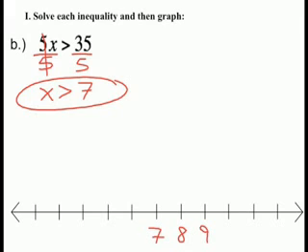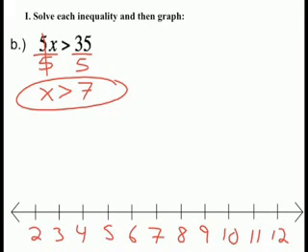So we put 7 in the middle of our number line and fill in the rest of the numbers. Then we put an open circle at 7 because it's strictly greater than, and it's all the numbers greater than 7, so we shade all the numbers to the right side of 7.